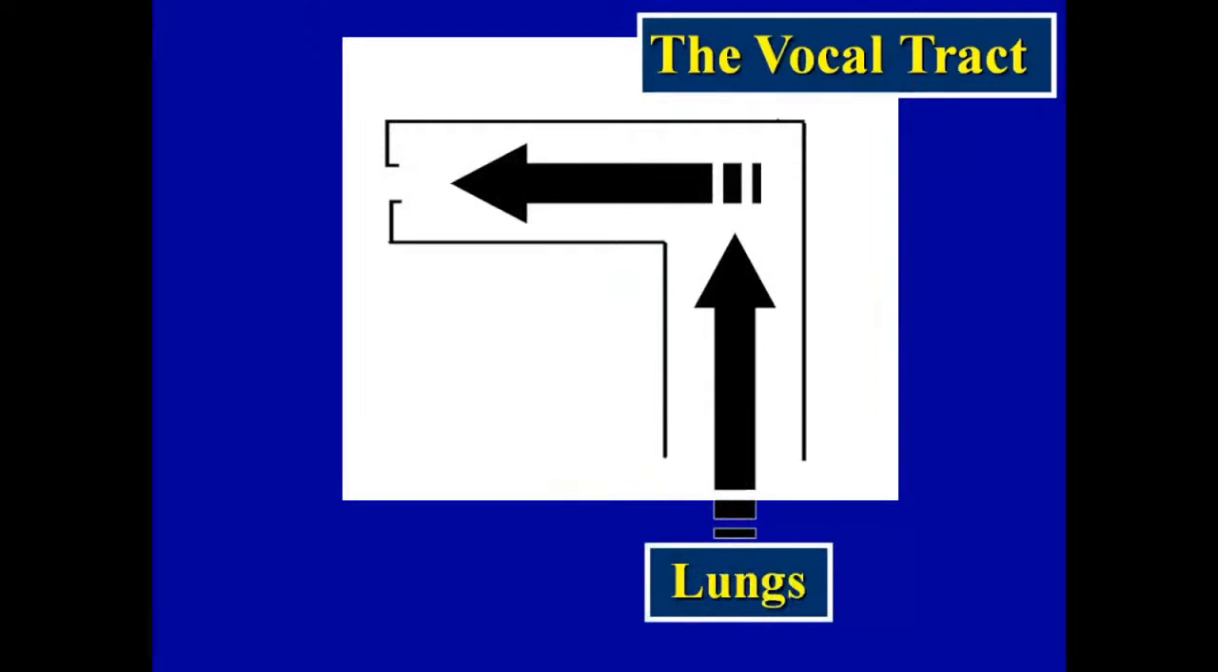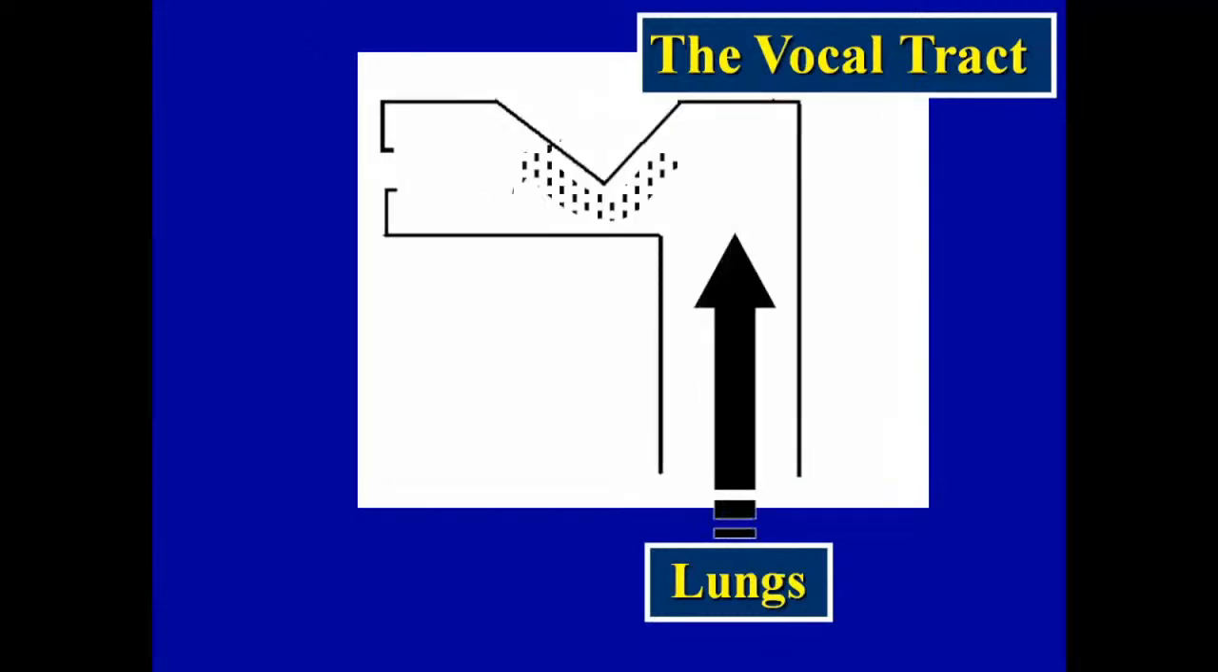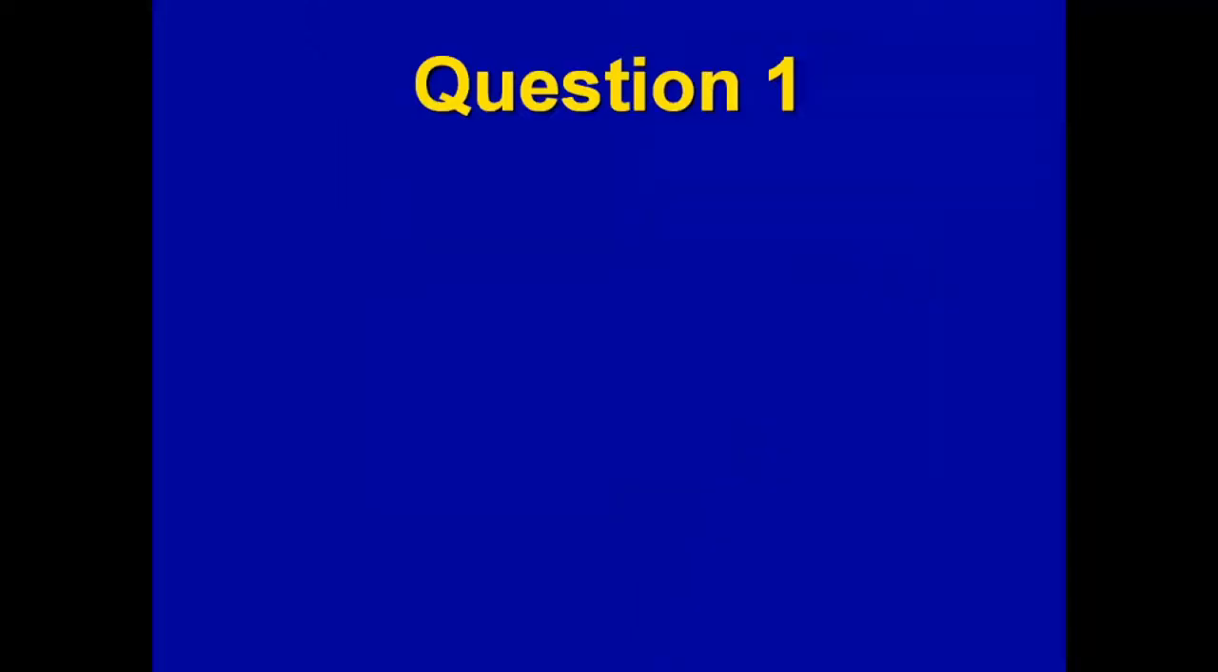This is another way of showing what we call airstream movement from the lungs upward, through the windpipe, through the mouth, or through the nose. Okay, so here we modify the vocal tract at particular points to produce speech sounds.